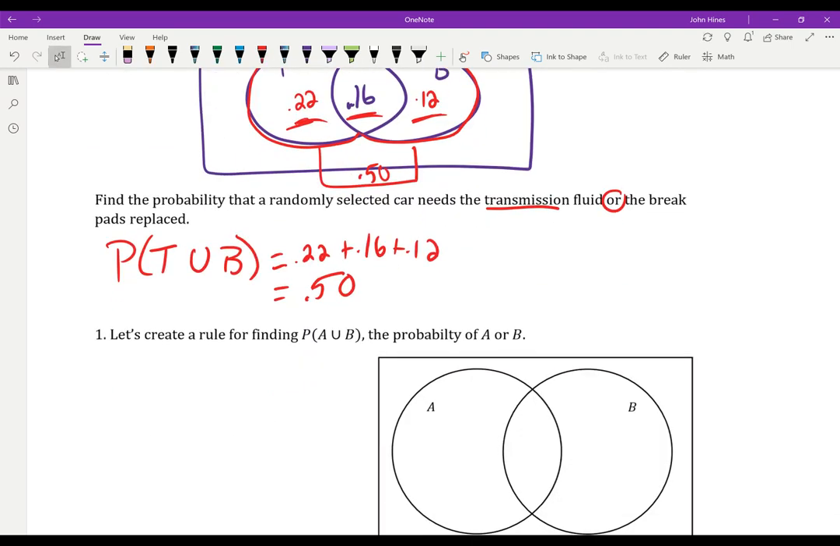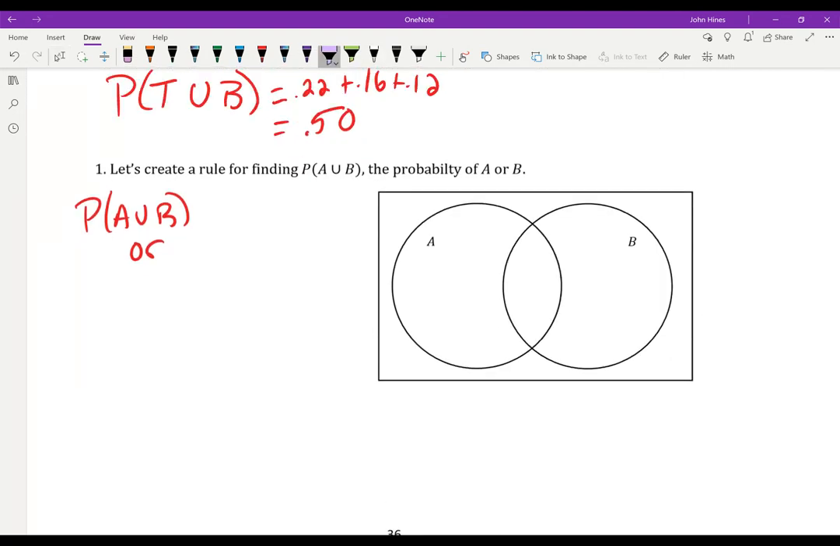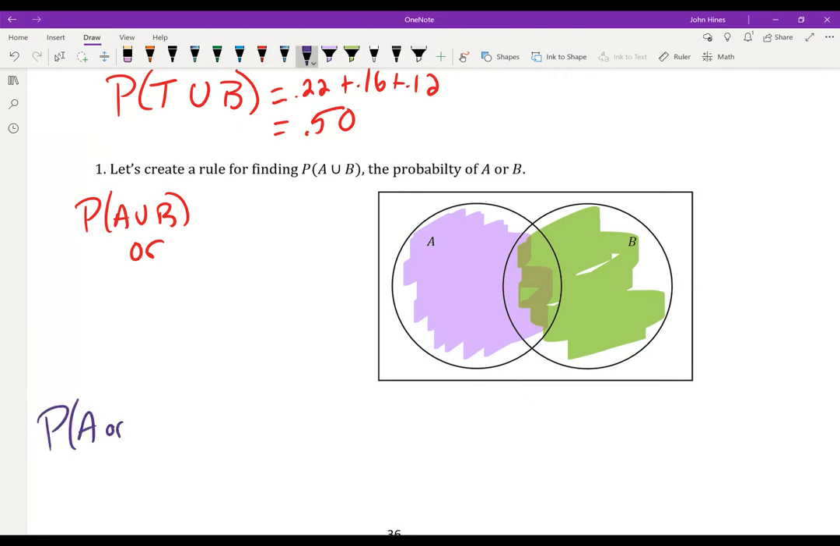Let's come up with a rule, though, for dealing with the probability of A union B, the OR formula. How do I find OR quickly? So here's what we're going to do. It would be really easy to just add A plus B, right? Just add those two circles together. But look what happened. If I just added them together, there's a problem. What is that problem?